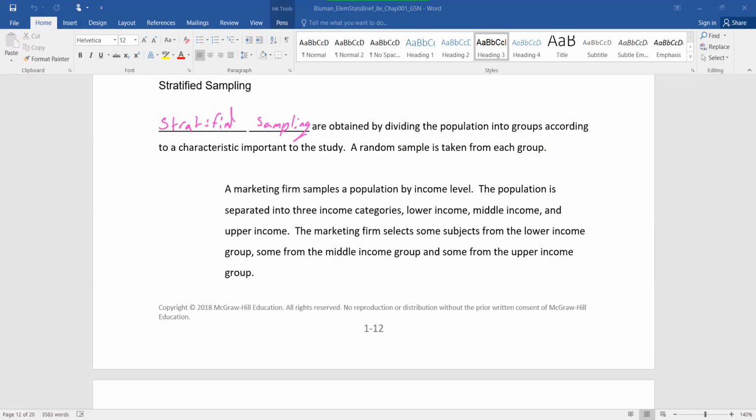So in this case right here, it says a marketing firm samples a population by income level. The population is separated into 3 income categories: lower income, middle income, and upper income. The marketing firm then selects some subjects from the lower group, some from the middle income group, and some from the upper. So it just takes typically the same amount from each group. If it doesn't, it's a little biased because it will lean towards one direction more than the other.